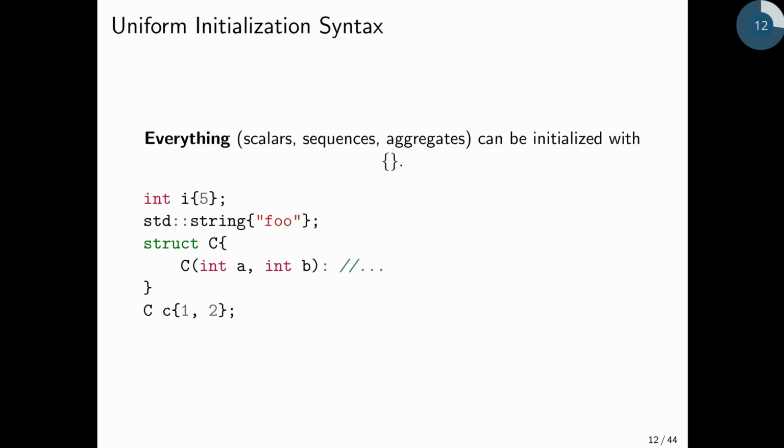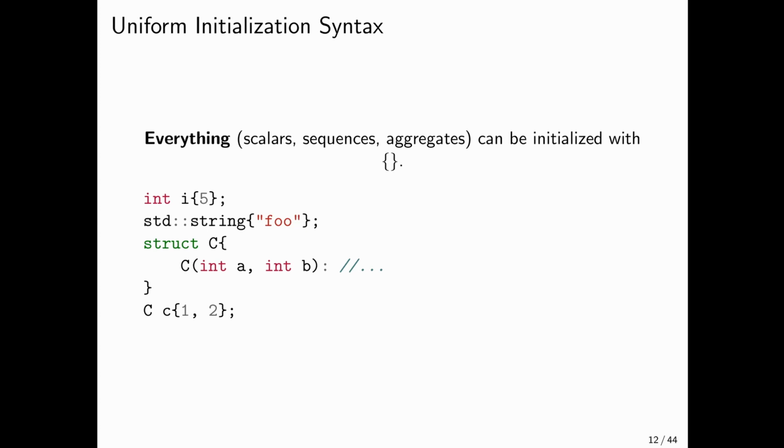Together with the initializer list, there is this uniform initialization syntax. From the beginning, I thought it was a little bit silly to introduce a new syntax, curly brackets everywhere, when I want to create things. So these are a few examples. I can now create an integer with curly brackets. I can create a string with curly brackets. I can create a struct with curly brackets.